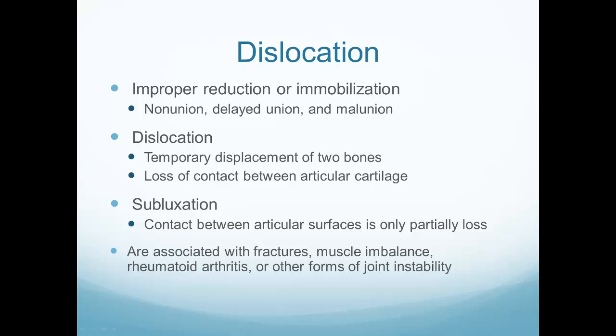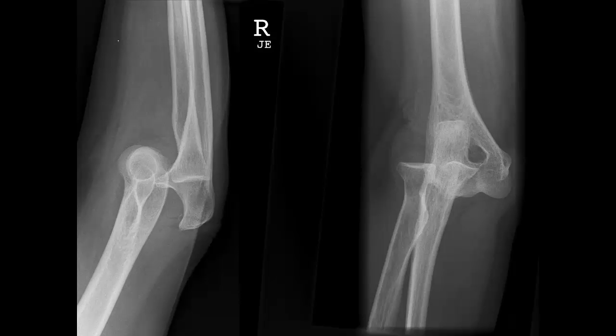Let's take a look at an x-ray that I think is going to make this a little bit more obvious to you as to what this means. This is a dislocation of the elbow joint, and what you're seeing here is you're seeing the bones where they're not supposed to be. Those bone ends are supposed to be lining up in that joint.